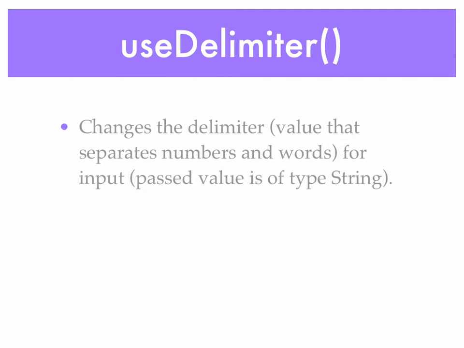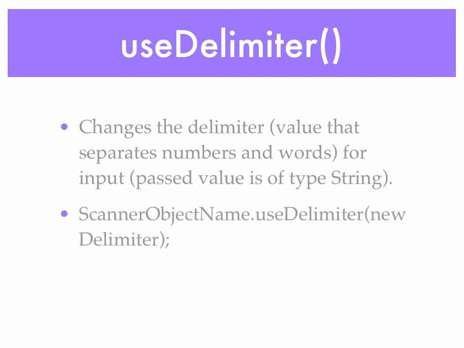UseDelimiter is a method that can be used to change the delimiter used by methods that do use it. So if I called the method UseDelimiter, calling it through an instance of the class as we have here, keyboard dot, and I pass it an argument, that's the new delimiter, whatever it is that I want to be the new delimiter, replacing the default of a space. So here with this line, keyboard.useDelimiter, I'm passing a comma, and that will become the new delimiter that's used in methods that use that capability, like next.